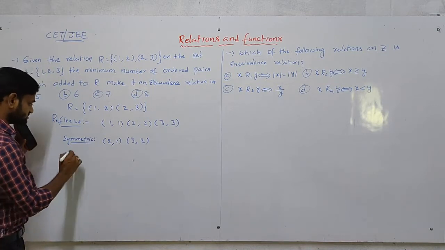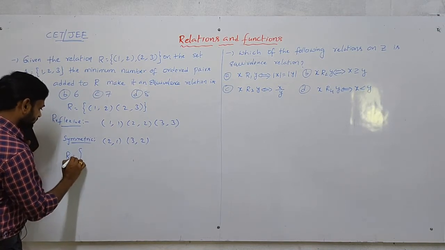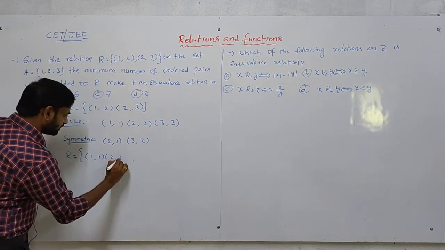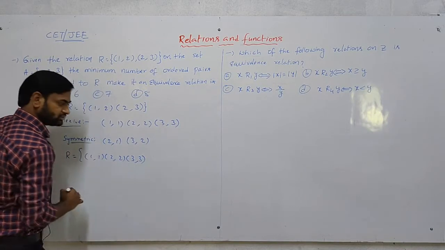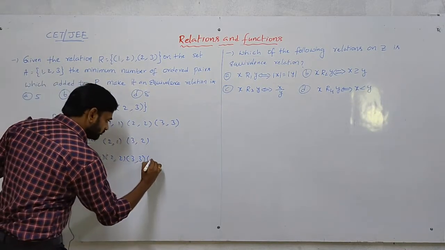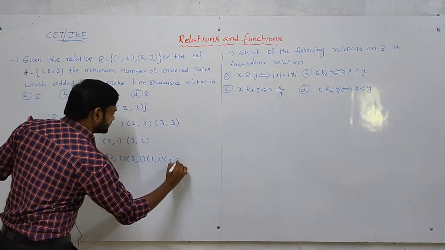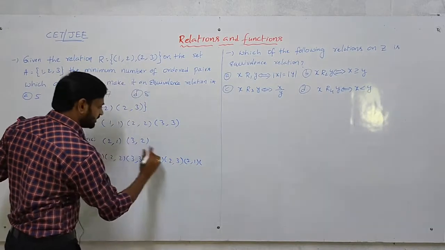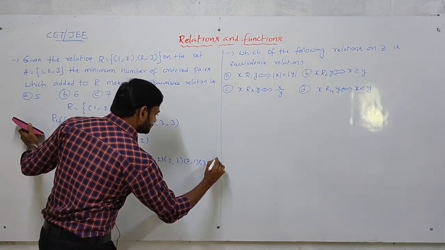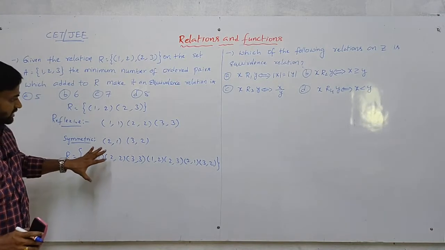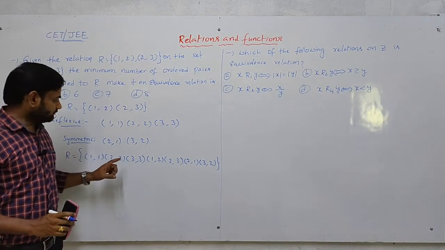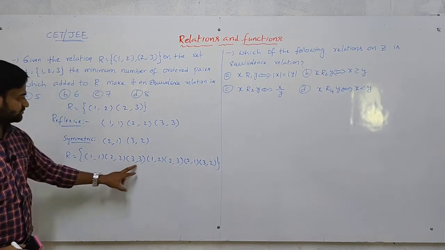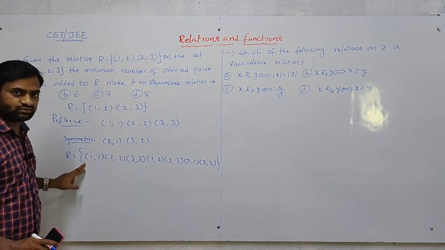Now see here, once I am adding these, R equals: first I am adding these pairs, that is (1, 1), (2, 2), (3, 3). Clear. Next these ones, (1, 2), (2, 3). Next (2, 1). Next (3, 2). Close this one. Now check once. Is it reflexive and symmetric? Reflexive: (1, 1), (2, 2), (3, 3) should be there. Yes, they are there. So it is reflexive.